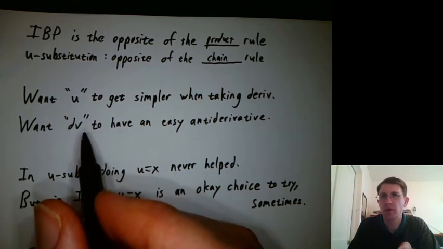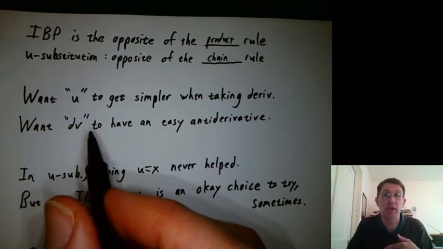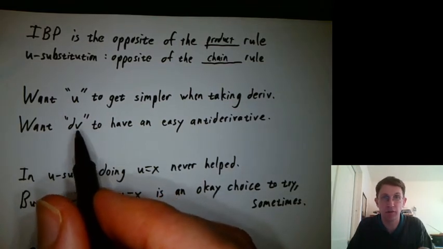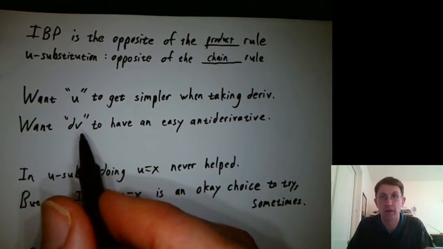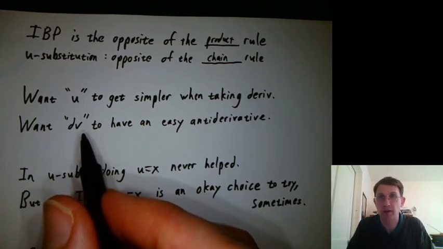We're not too picky about dv usually, just we have to be able to take an antiderivative. Don't choose a dv where there is no antiderivative formula or where you'd have to do something really complicated to take the antiderivative.